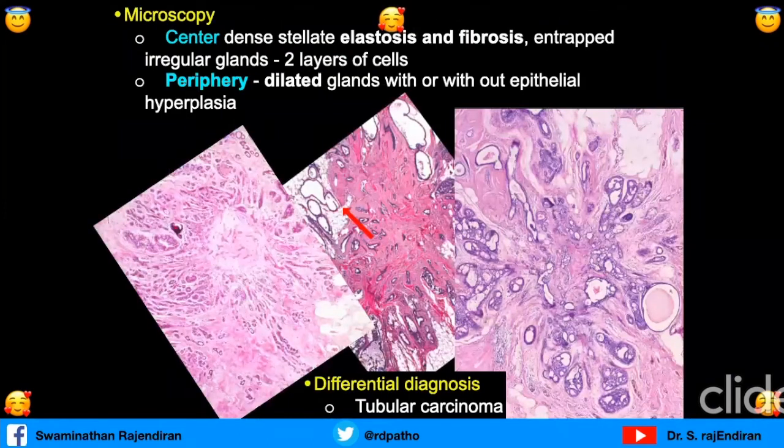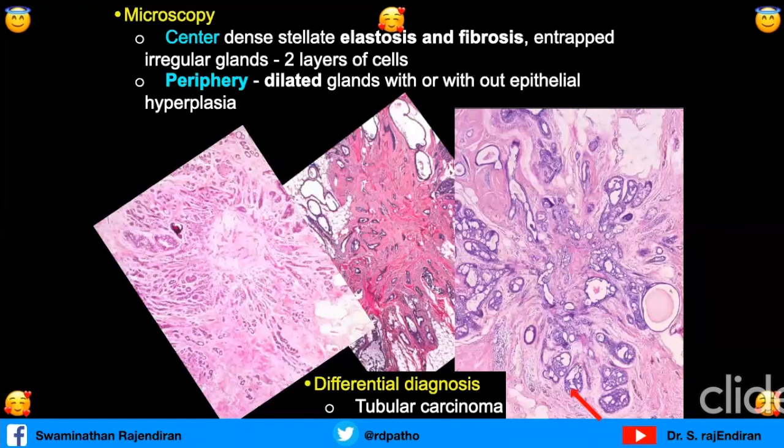It shows a central sclerosis with radially arranged glands. And one of the clues here is that in the radial arrangement, as the glands come to the periphery, the glands increase in size. This is a very, very important clue in H&E sections. Centrally the glands will be small in size, but as they come to the periphery, they increase in size. This you have to remember.